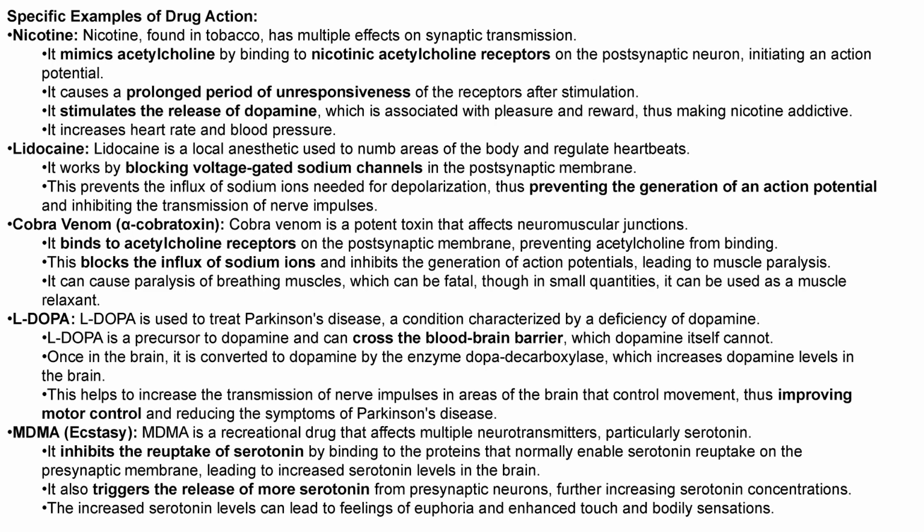This prevents the influx of sodium ions that are needed for depolarization, thus preventing the generation of an action potential and inhibiting the transmission of nerve impulses. Next is cobra venom or alpha cobra toxin. Cobra venom is a potent toxin that affects neuromuscular junctions.